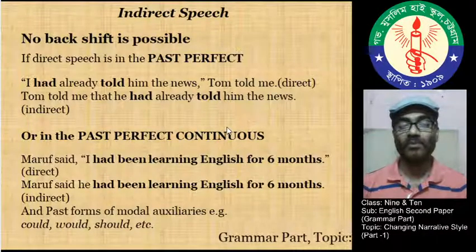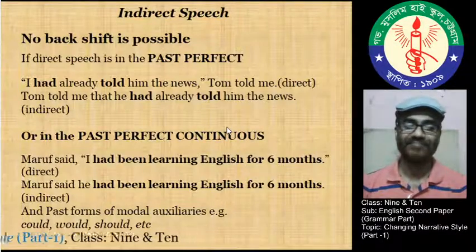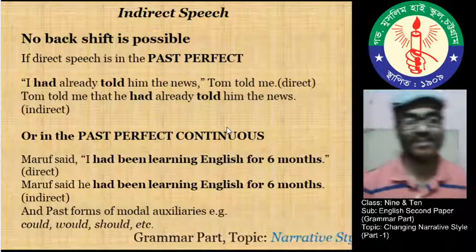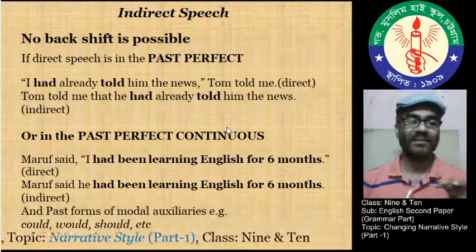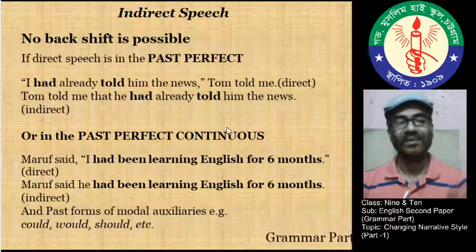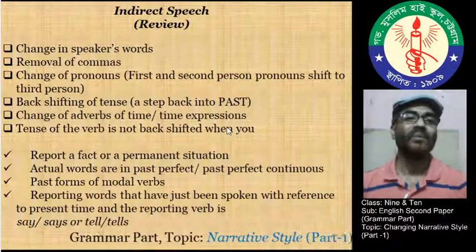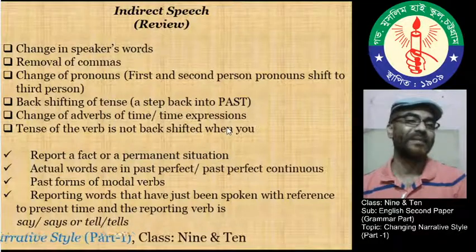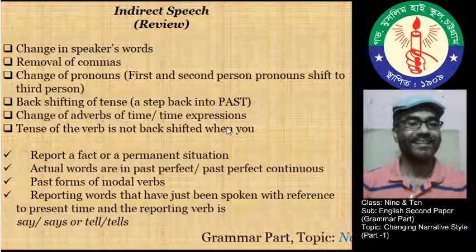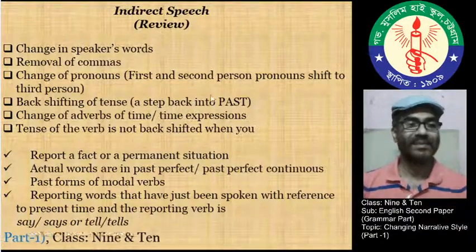Past forms of modal auxiliaries, for example could, would, should, etc. We know it. A few minutes back we learned about this. These modal auxiliaries actually don't have any backshift. They remain the same in both direct speech and indirect speech. Now we are going to have a review. We are almost at the end of this class today. Let's see what we learned today.